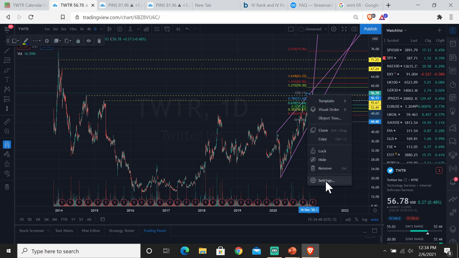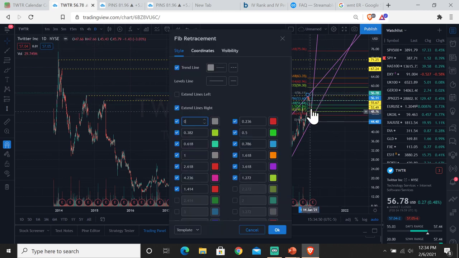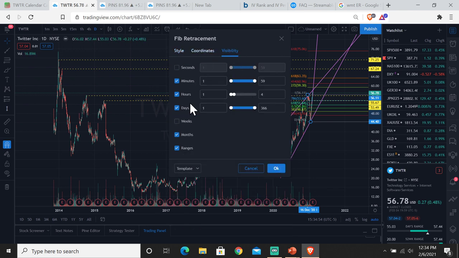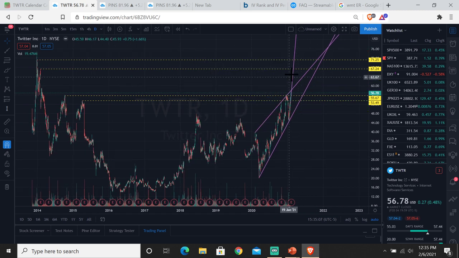If you right click on the settings of your pattern, your line or whatever, you can go to visibility for it. And you can say, oh, I only want to see it on hours or minutes. I don't want to see it on the daily because it obstructs my view, right? So you can hide this in the daily view so you don't see it. So we're going to do that so we can see better.